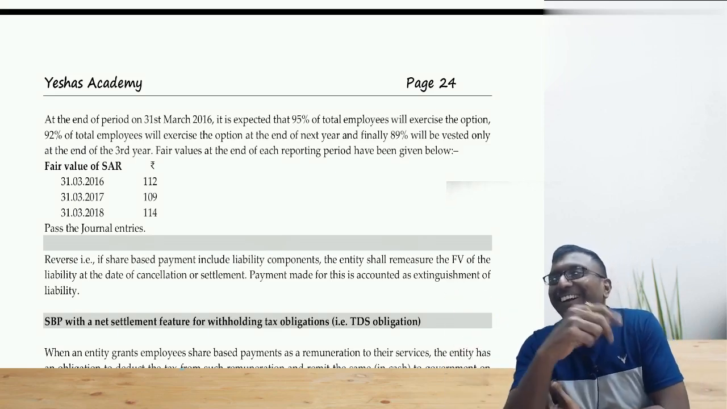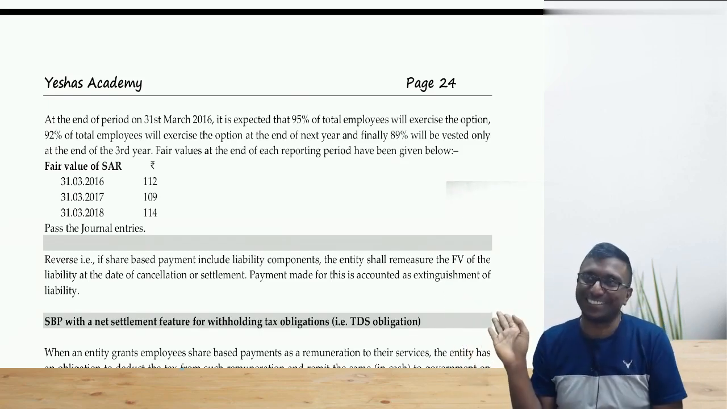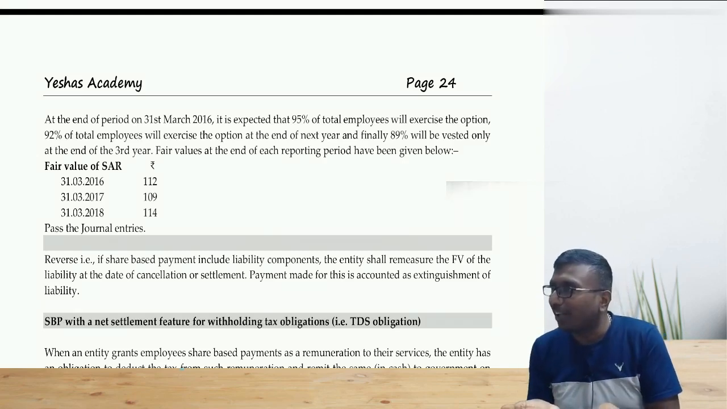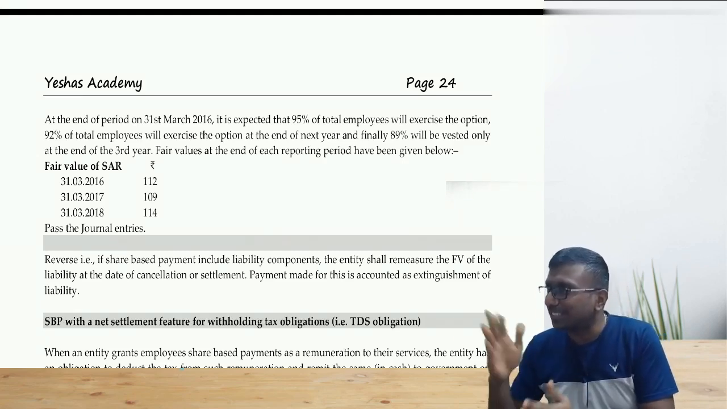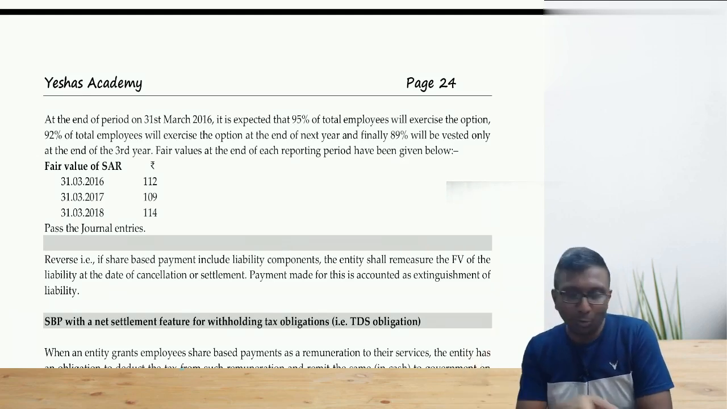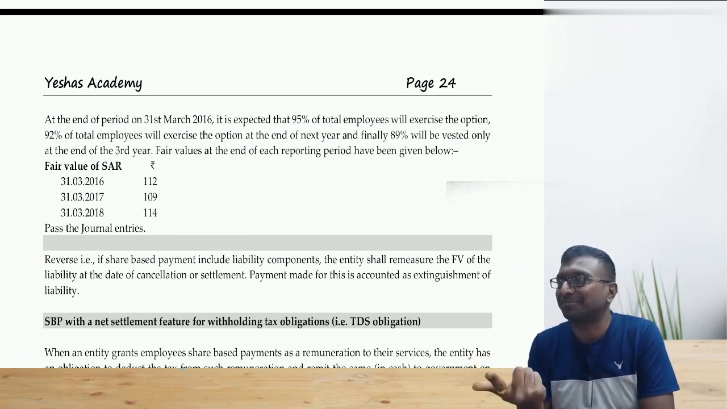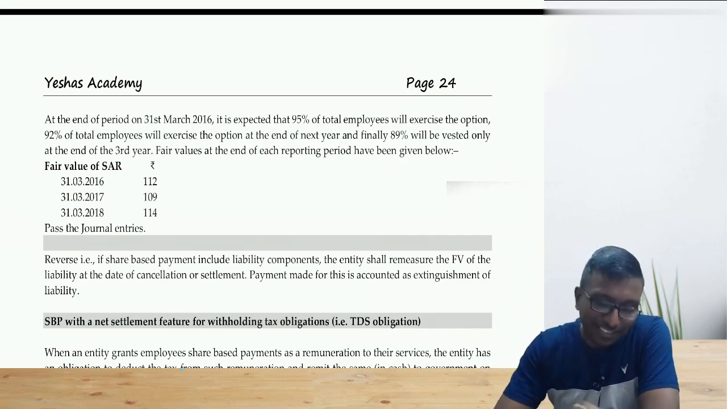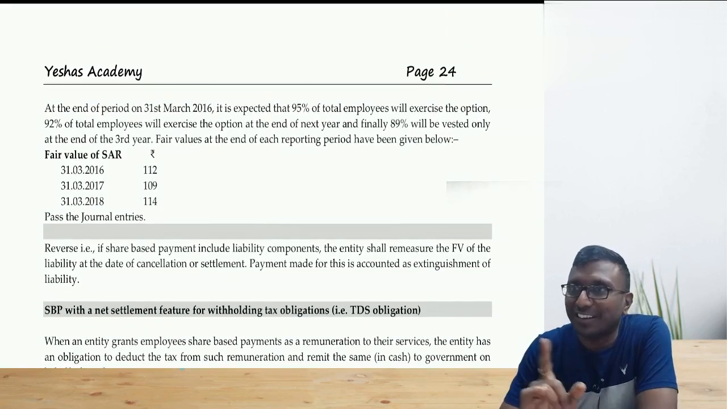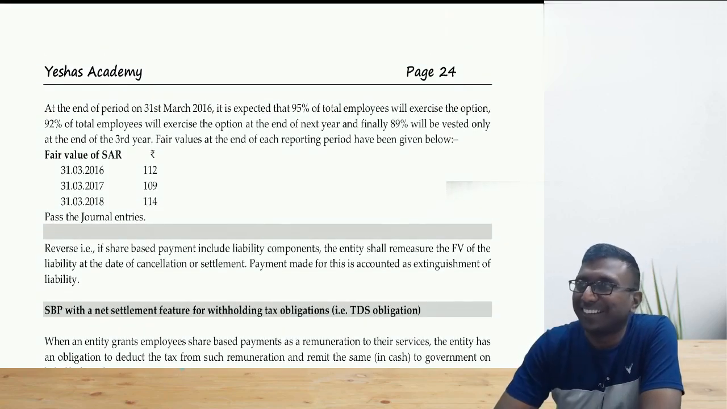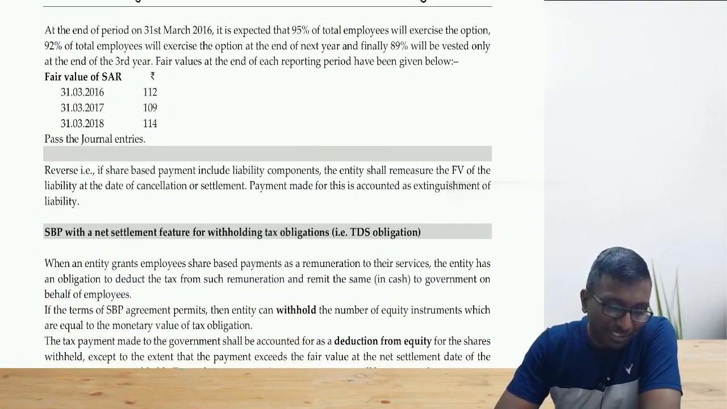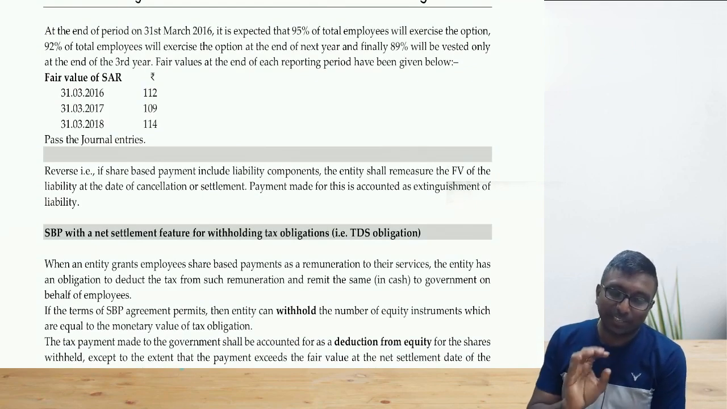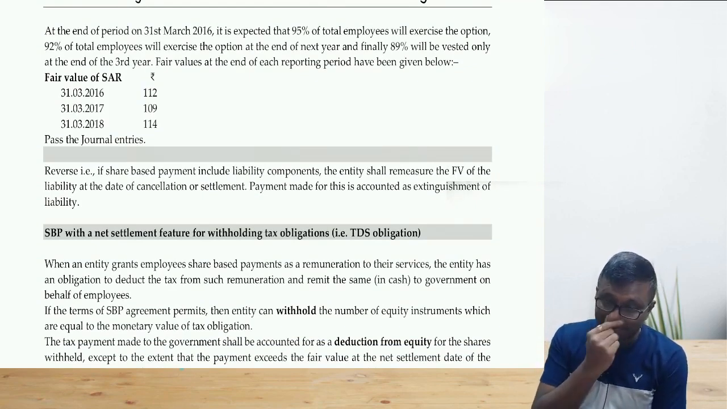Agree or not? But see, these fellows will do the opposite. They will say 95%. Have you told that you can exercise only after 3 years? No. You told very clearly in the question, any time. That's why I said it is not correct. But okay, follow them. You want marks or not? Follow. That's all. In a few places it will be like that only. At the end of the period, 31st March 2016, it is expected that 95% of total employees will exercise the option.